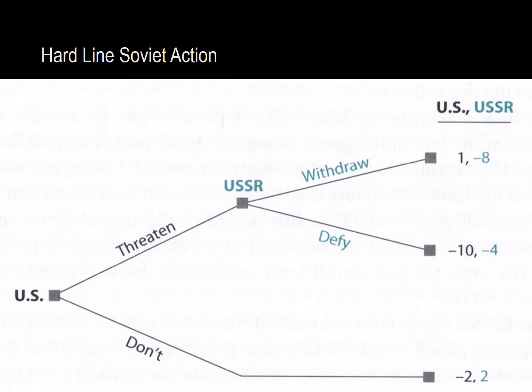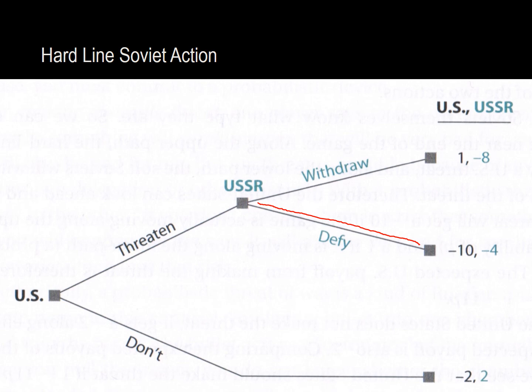Here we have a hardline Soviet action. In other words, we have a different personality for the Soviet player, so the payoffs are different. Again, starting with Zermelo's theorem, we look at the node that's closest to the end, which in this case is the USSR node. The USSR has two payoffs. They can defy for a -4 or withdraw at a -8. Probably because of reputational costs, the Soviet Union would prefer to defy. So in this instance, this is the path that the USSR would choose.